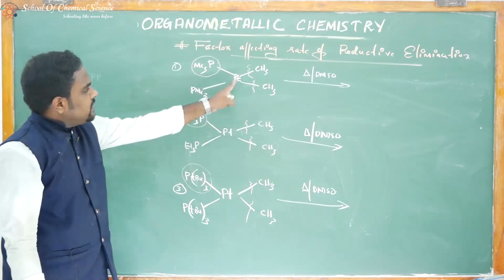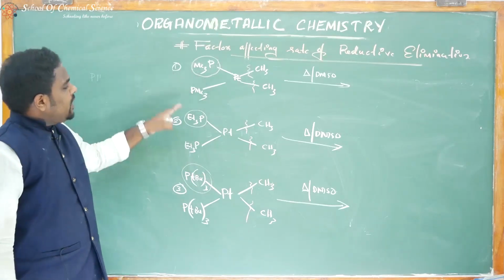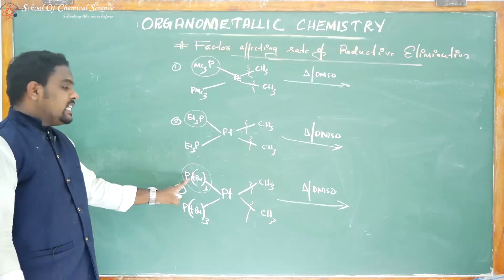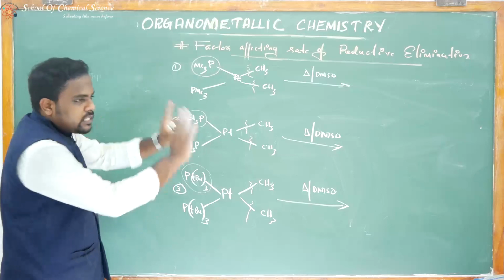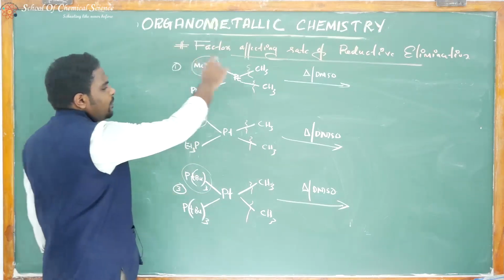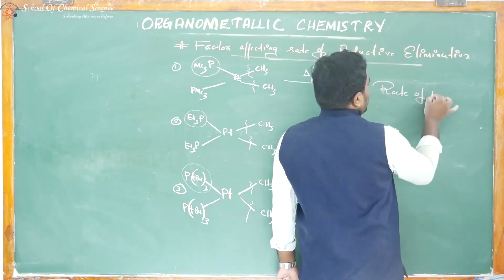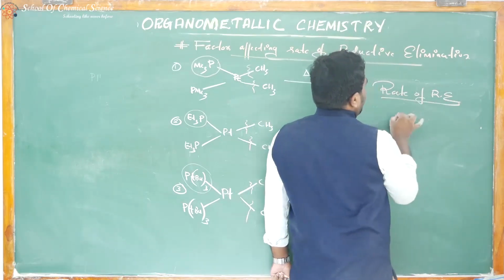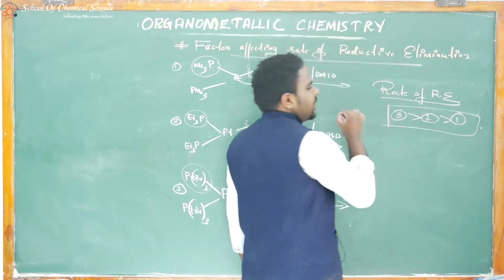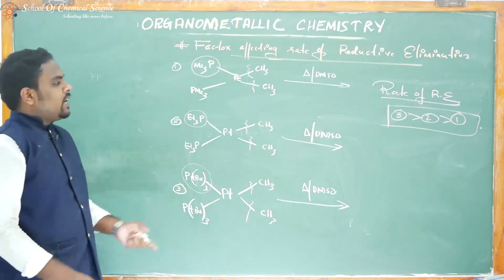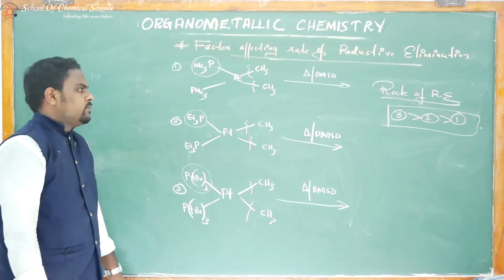My question: in which case will this cone angle be higher, with more steric crowding? PMe3, PEt3, tertiary butyl. Tertiary butyl is very bulky, large cone angle, large steric crowding, elimination very easy. Then PEt3, then PMe3. So the rate of reductive elimination of 3 is greater than 2, greater than 1. Clear? Due to P tertiary butyl having a large cone angle theta. So that will be your answer.